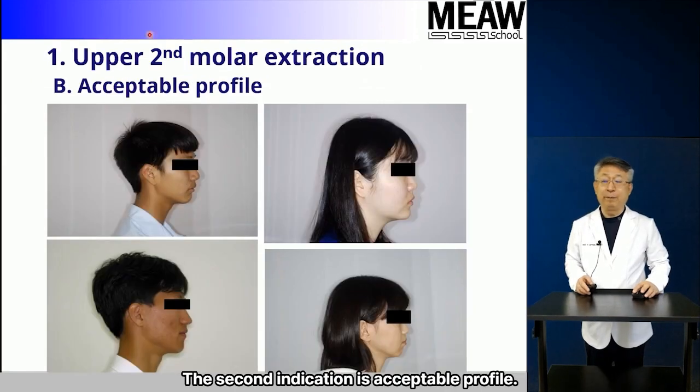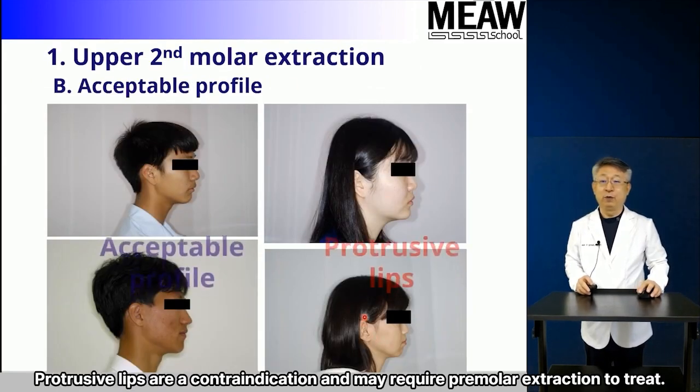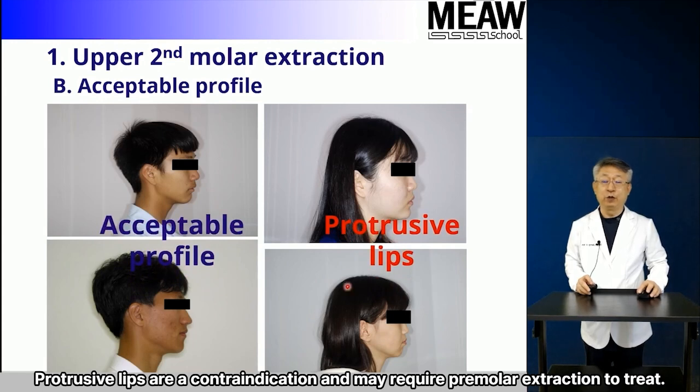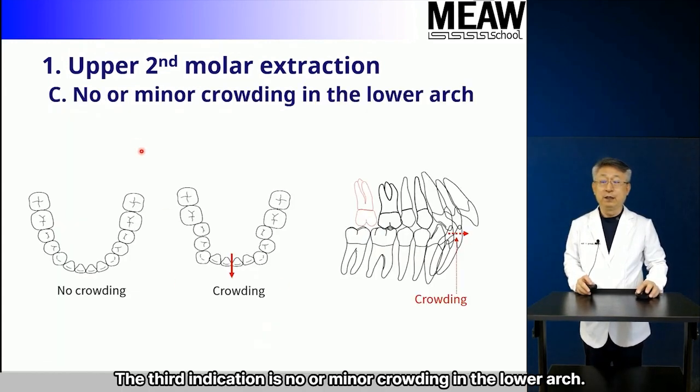The second indication is acceptable profile. Protrusive lips are a contraindication and may require premolar extraction to treat. The third indication is no or minor crowding in the lower arch.